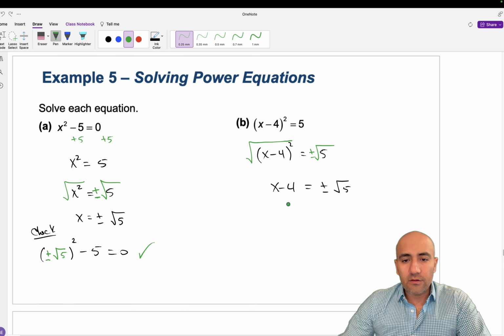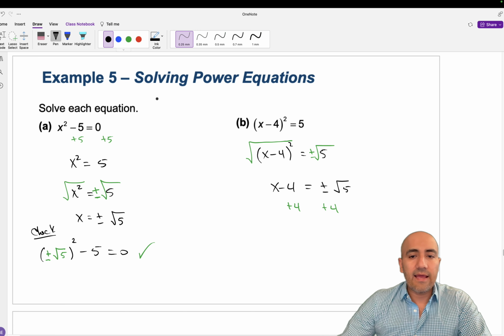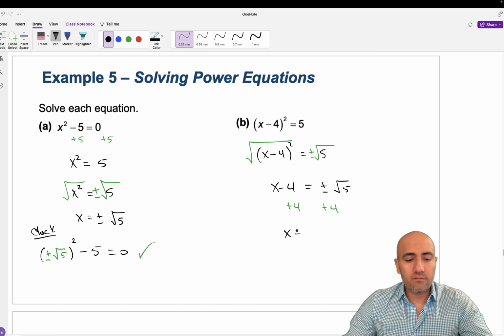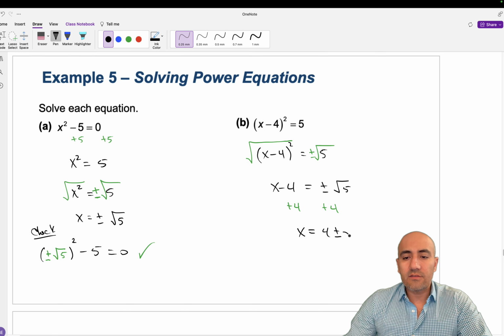And now all I have to do is add 4 to this side, add 4 to this side, and that gets me to my answer. x equals 4 plus or minus root 5. Okay, again, we can place it right in here in order to double check that our answer does work out.